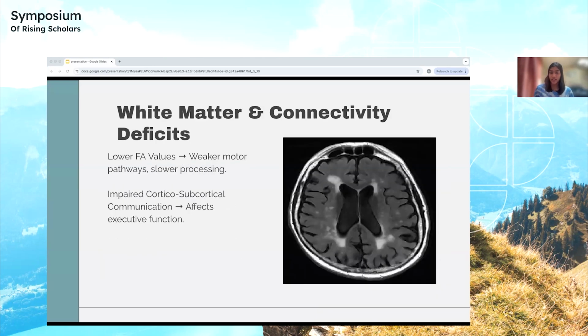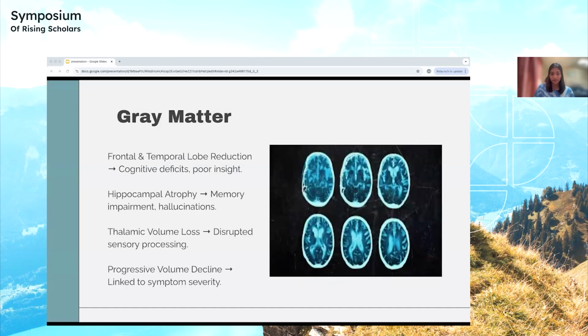Next we have the white matter deficit. Again, white matter is the brain's communication network, and it connects different regions to allow for smooth information processing. In schizophrenia, white matter pathways are disrupted, and this leads to slower cognitive processing, impaired coordination, and difficulties integrating thoughts and actions. Studies using diffusion tensor imaging, or DTI, have found lower fractional anisotropy, or FA, values. Really, what this means is that it indicates weaker neural connectivity. This explains why individuals with schizophrenia often struggle with executive function, problem solving, and motor coordination.